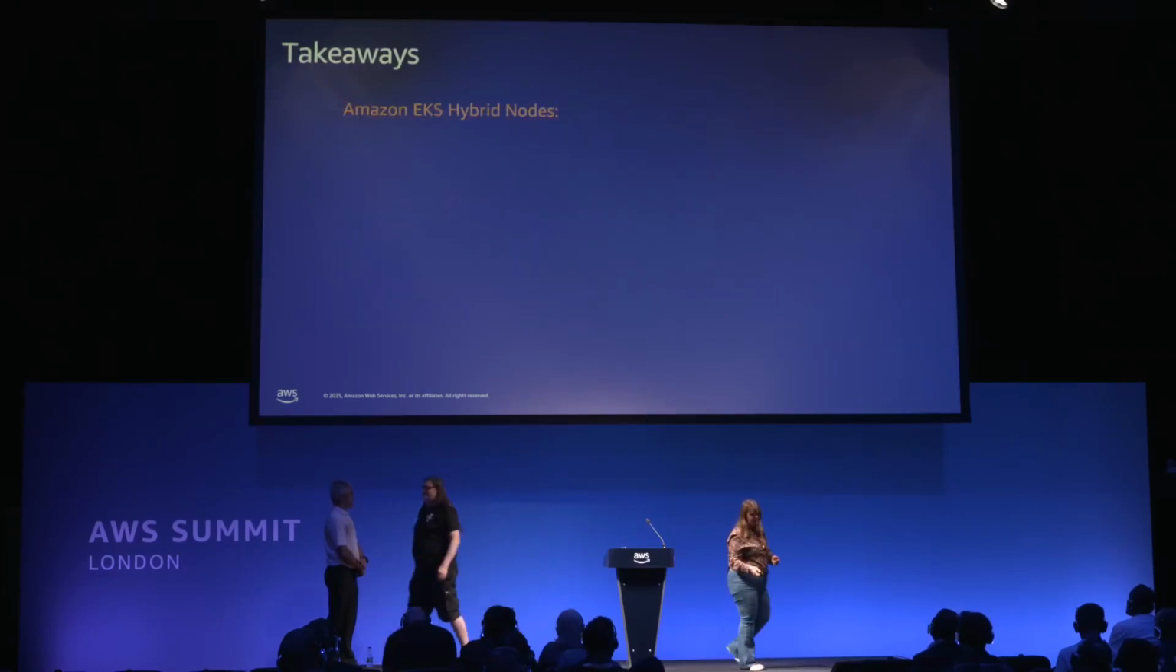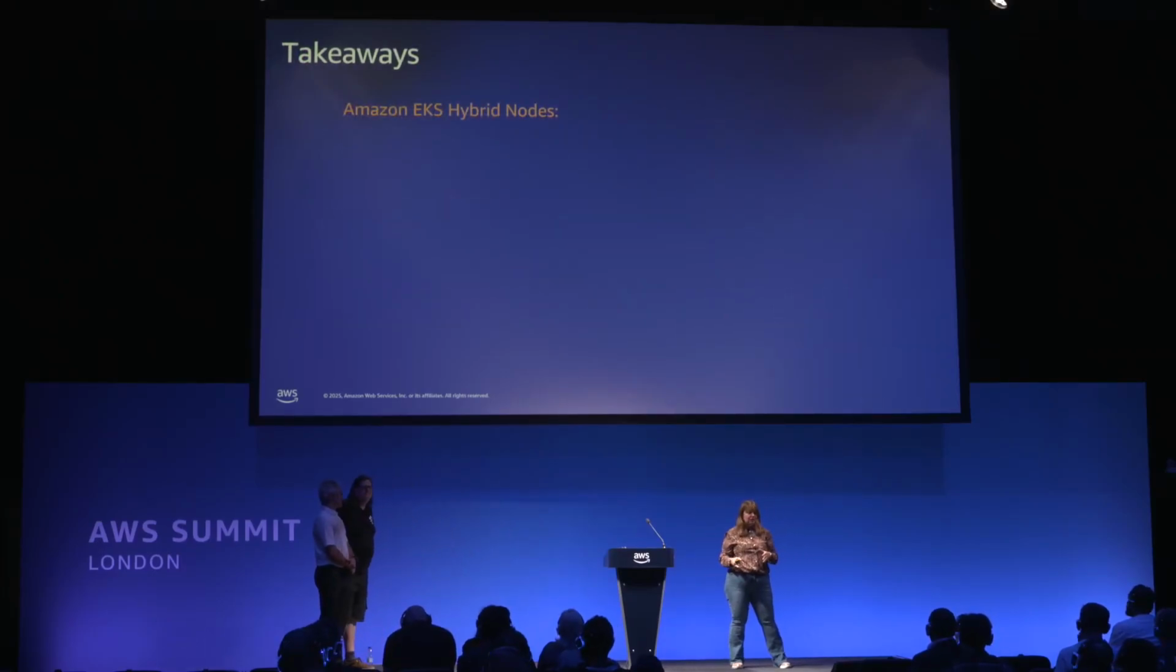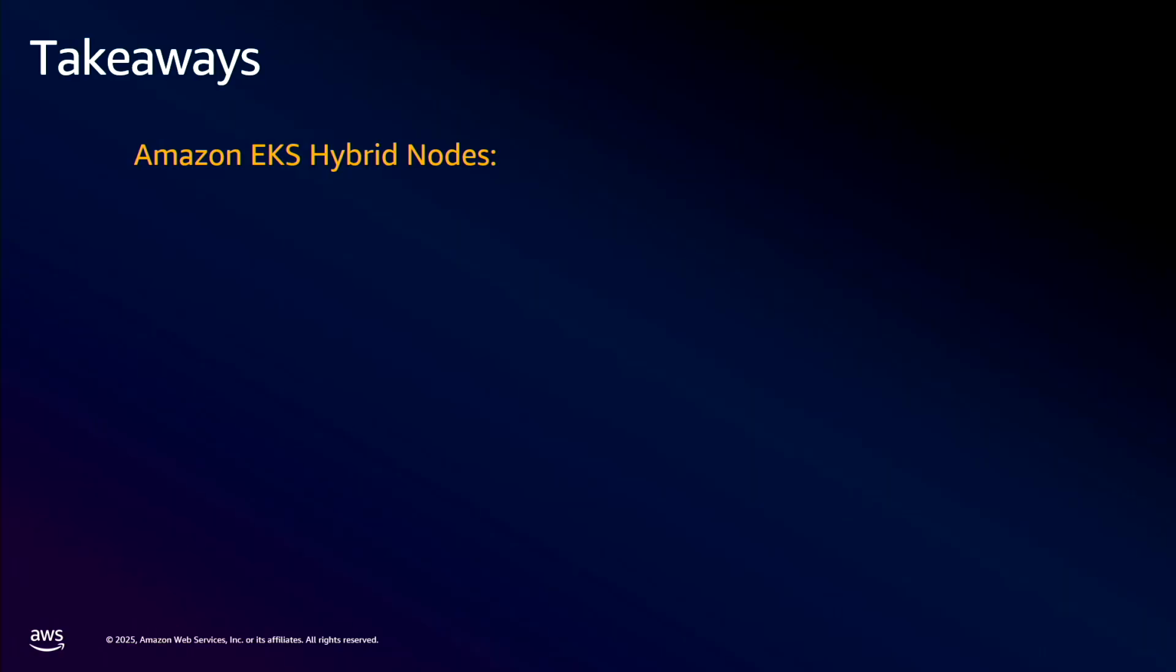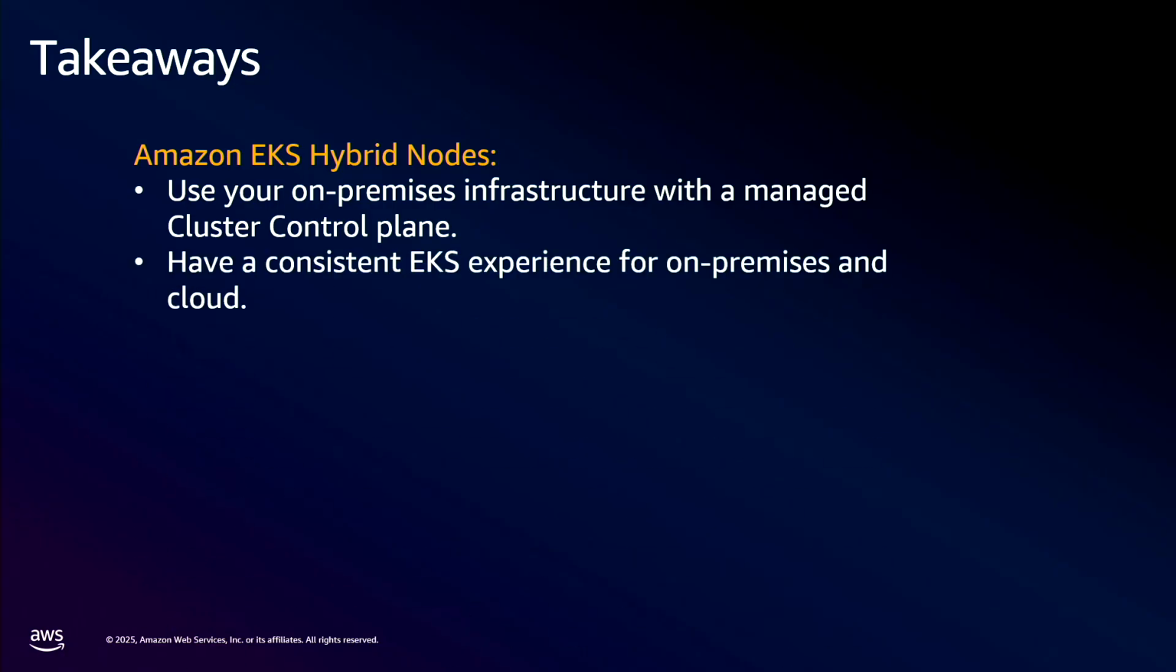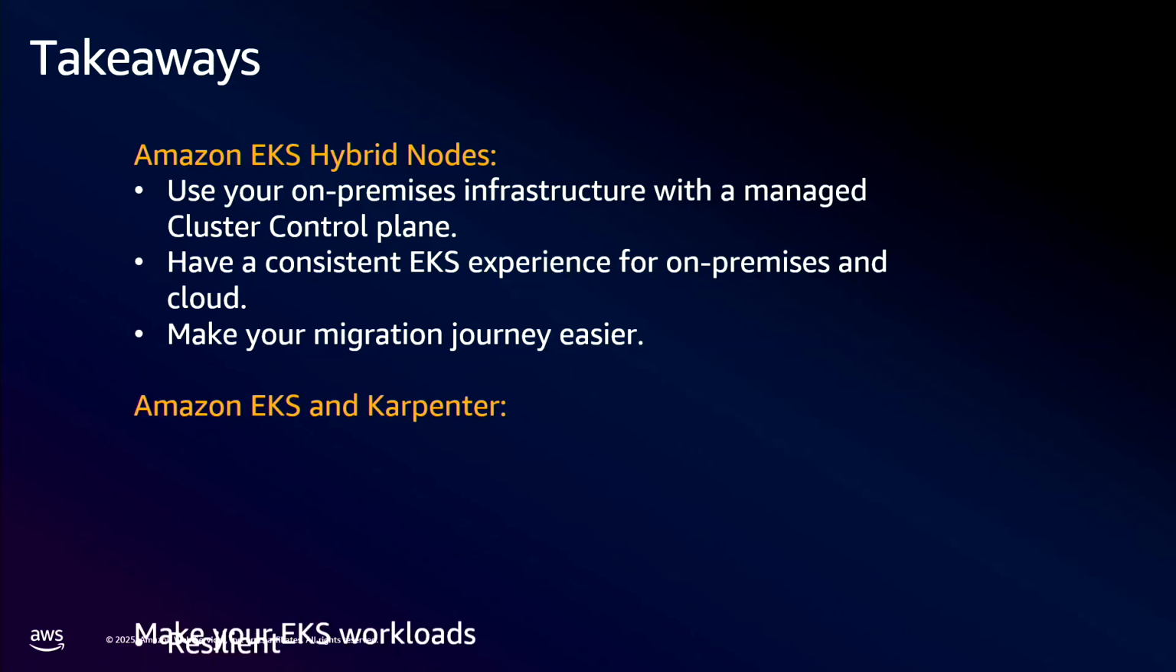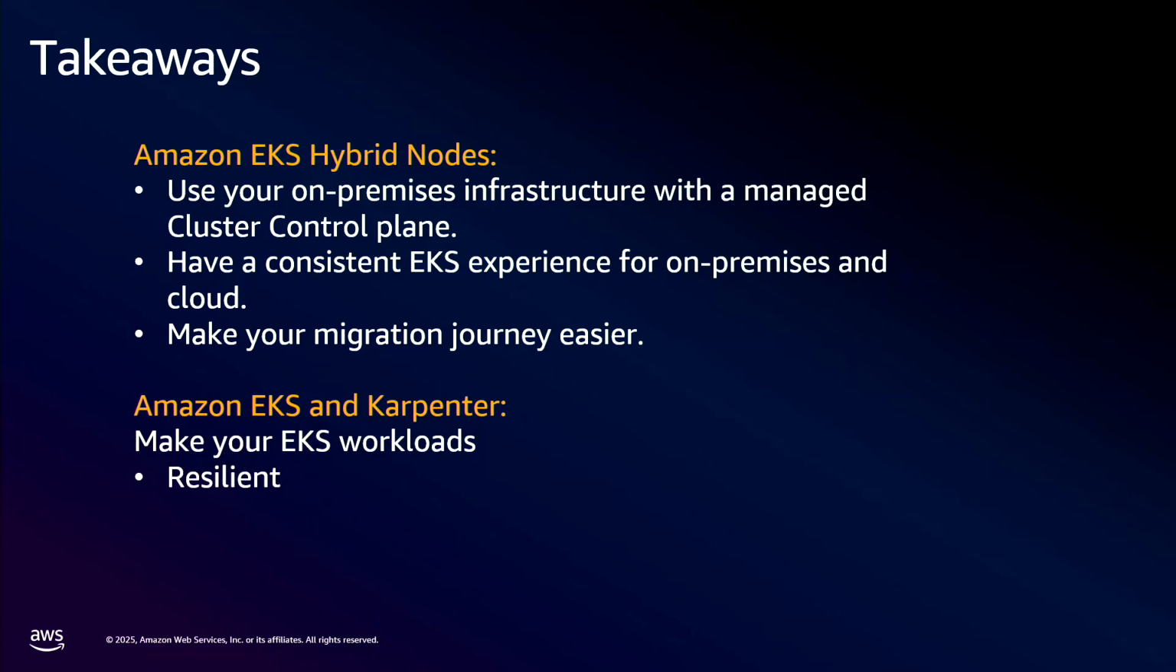So, what can we take away from this? With hybrid nodes, you get a consistent EKS experience for those workloads that need to stay on premises, but you get to use the managed cluster control plane. This will make your migration journey easier. With Amazon EKS and Karpenter, you can make your EKS workloads resilient easily, you can scale them quickly, and you can also use some of the inbuilt features from Karpenter to cost optimize without a huge additional input from yourselves.